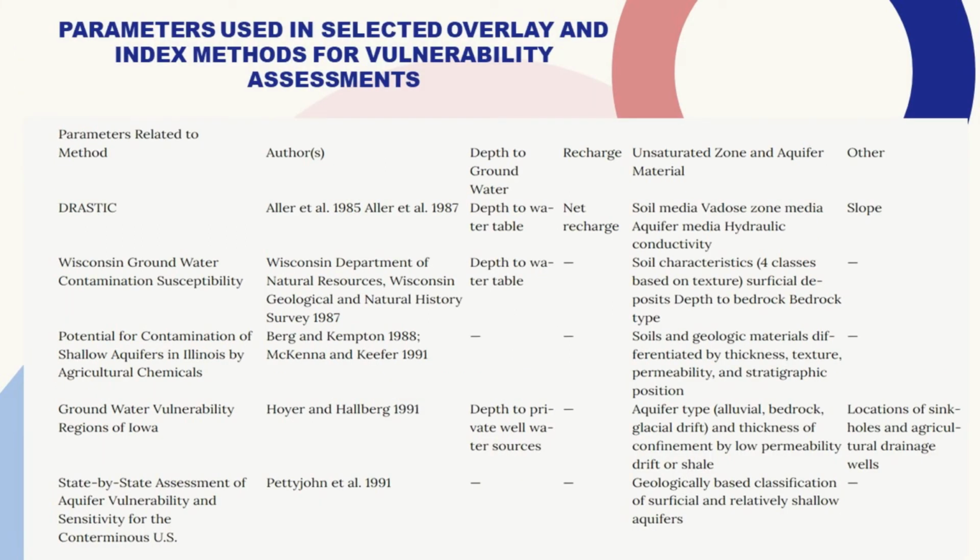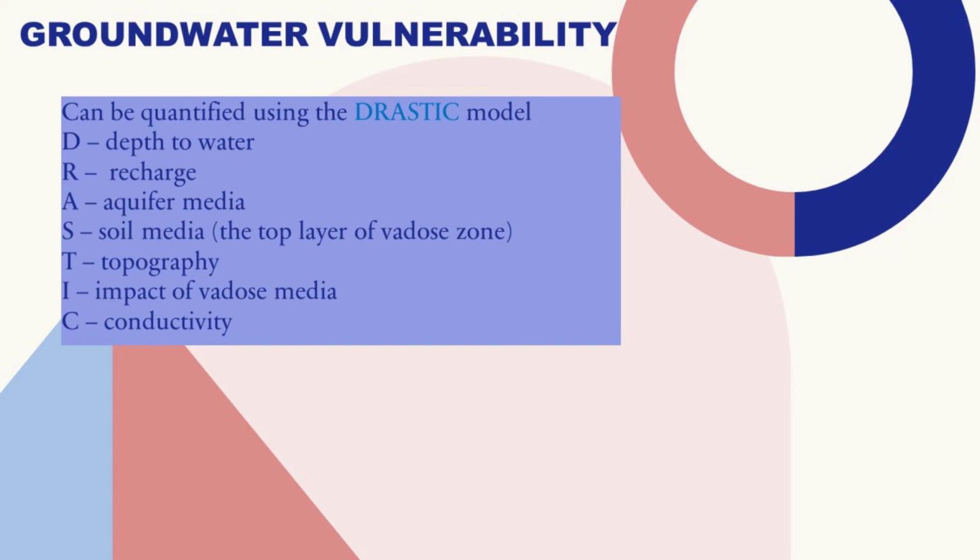This slide shows some of the parameters used in selected overlay and index methods for vulnerability assessment. The overlay and index methods are used for combining maps of parameters considered to be important in contamination, where each attribute is assigned a numerical score based on its perceived importance. This method relies on simple mathematical representations of expert opinion rather than process representation or empirical data. Their major negative aspect is the fact that assigning numerical values to the descriptive entities and relative weights for the different attributes is very subjective. One of the examples of a developed overlay and index method is DRASTIC.